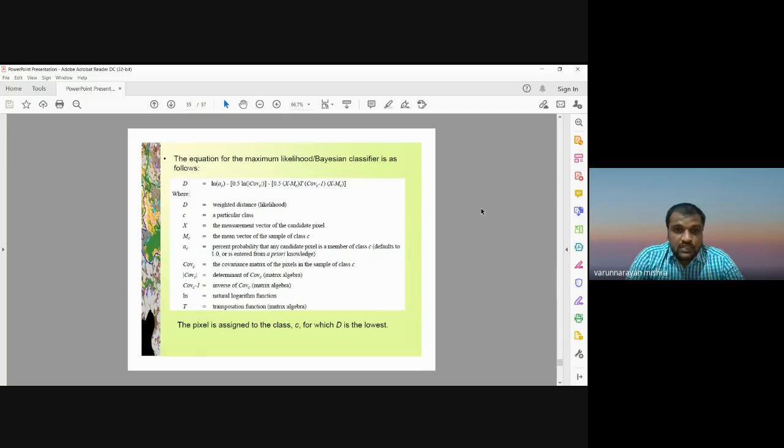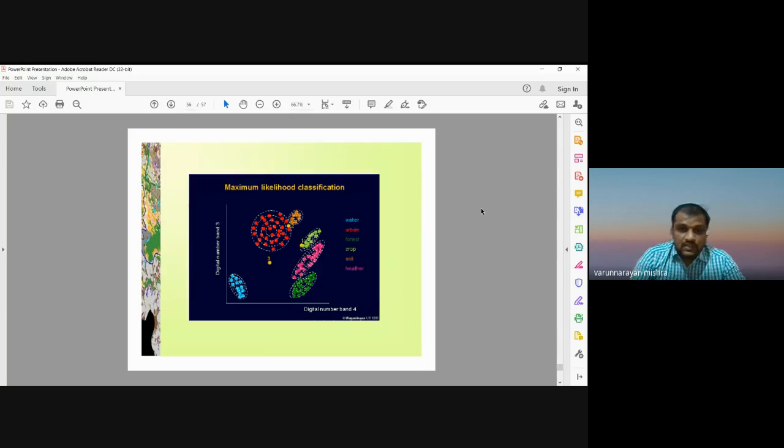This is the equation for the maximum likelihood classifier, which is written here. By applying this method, we can easily calculate the probability that a pixel should be assigned to a class, and it depends on the probability distribution function of the class. So this is the maximum likelihood classification process, in which the grouping of pixels is based on the likelihood of the class, and on the basis of the likelihood, the unknown pixel will be assigned to the known class which is most likely to be the class of that pixel.